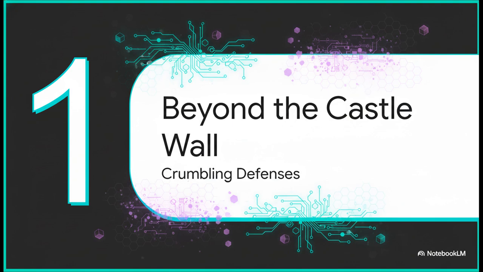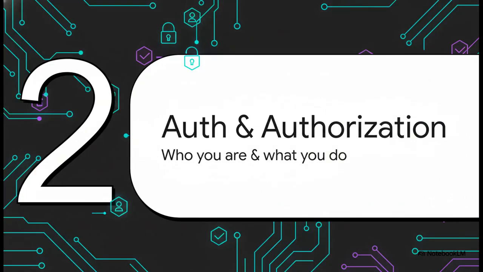Like we said, our data and our apps are just everywhere now. They're scattered across different clouds, on our phones, you name it. A single perimeter defense is kind of like trying to guard an entire ocean with a single fence. It's just not practical. So this brings us to our first real layer of defense: authentication and authorization. This is the bedrock of API security.